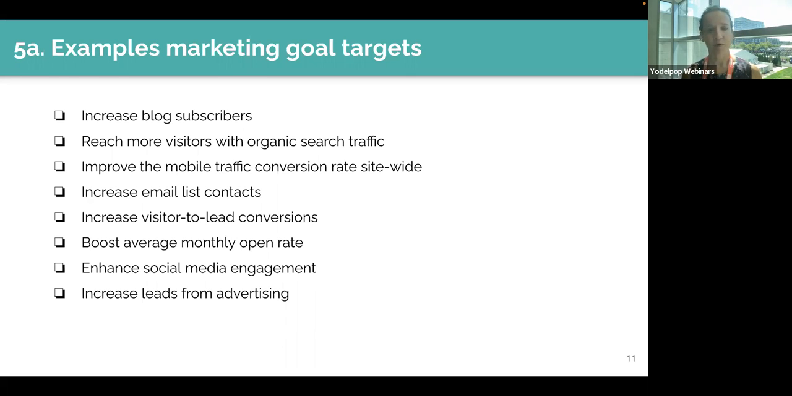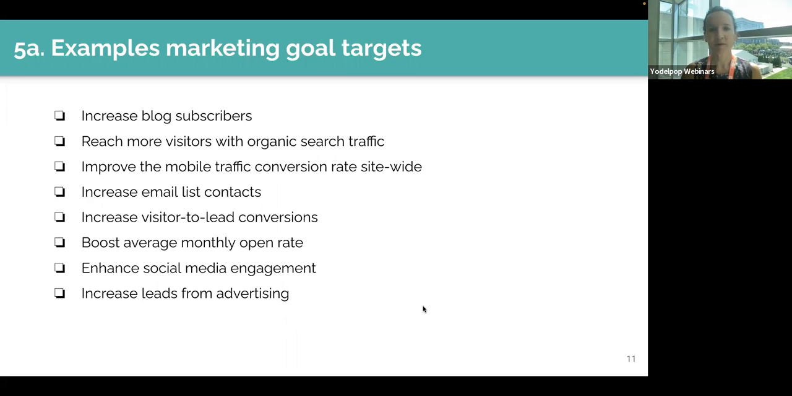Do we need to boost our open rate for our emails that are going out, or response rate if we're using SMS marketing, that engagement rate, social media engagement? Do we need to increase that? Is that low? Has it decreased? Increasing leads from advertising. So we're investing money in advertising, but we're feeling like, hey, we don't get enough leads that way. These are examples of targets for marketing goals.